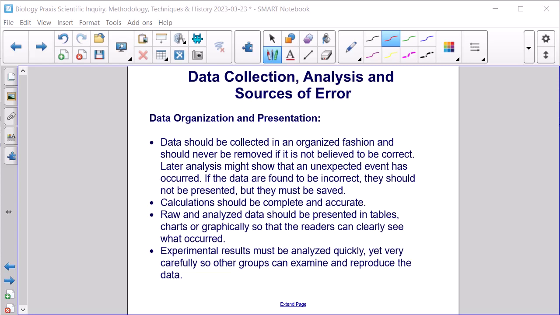Calculations should be complete and accurate. Raw and analyzed data should be presented in tables, charts, or graphically so that the readers can clearly see what occurred. Experimental results must be analyzed quickly, yet very carefully so other groups can examine and reproduce the data.